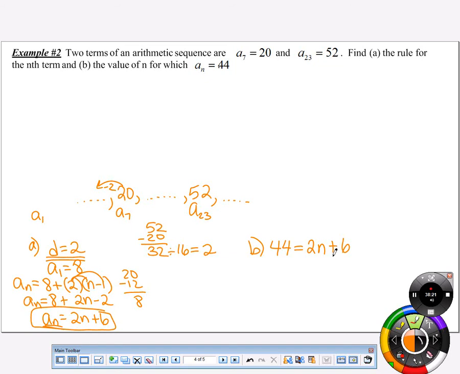So if we solve this, if we subtract 6 from both sides, we end up getting 19, okay? So n is 19. That means 44 is the 19th term in the sequence. That makes sense because it should be between the 7th and the 23rd term. Did that answer your question?